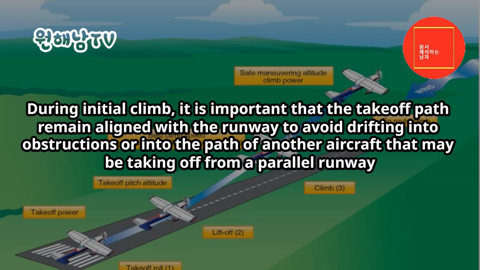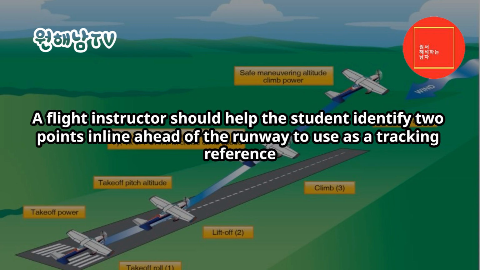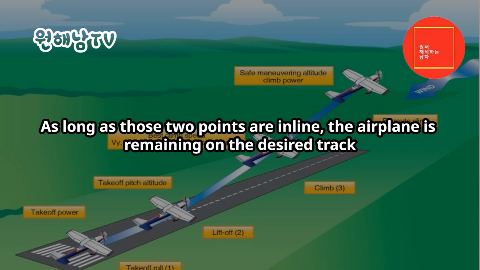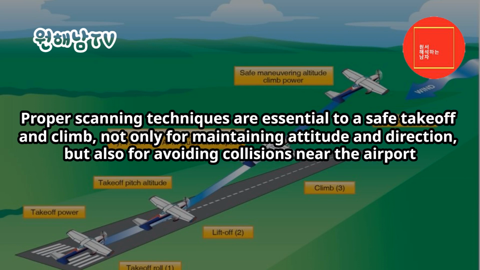During initial climb, it is important that the takeoff path remain aligned with the runway to avoid drifting into obstructions or into the path of another aircraft that may be taking off from a parallel runway. A flight instructor should help the student identify 2 points in line ahead of the runway to use as a tracking reference. As long as those 2 points are in line, the airplane is remaining on the desired track. Proper scanning techniques are essential to a safe takeoff and climb, not only for maintaining attitude and direction, but also for avoiding collisions near the airport.